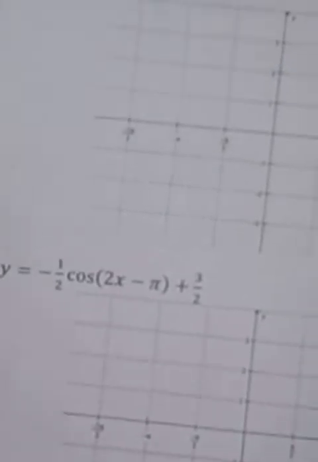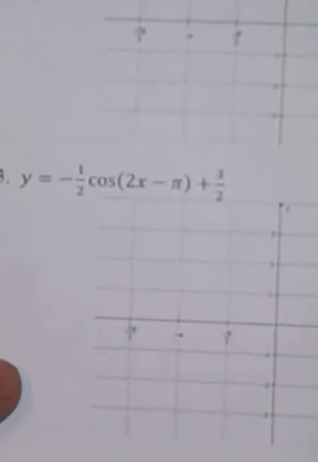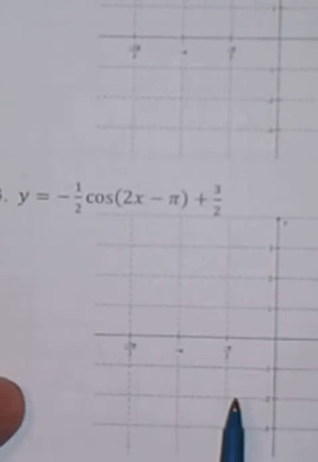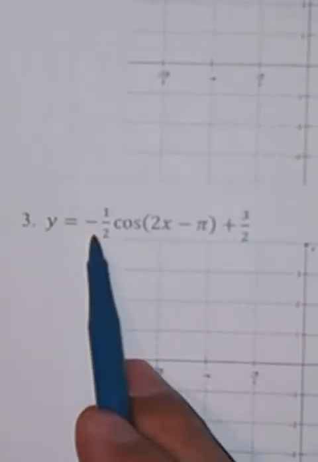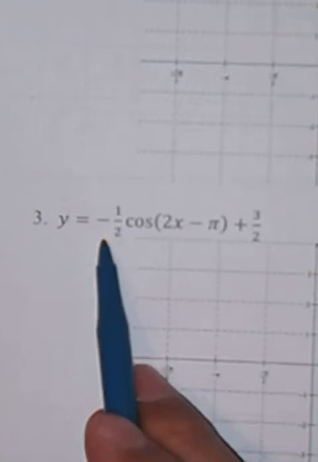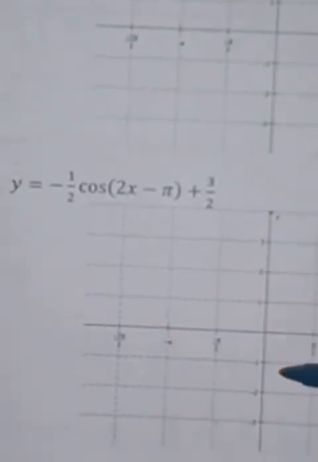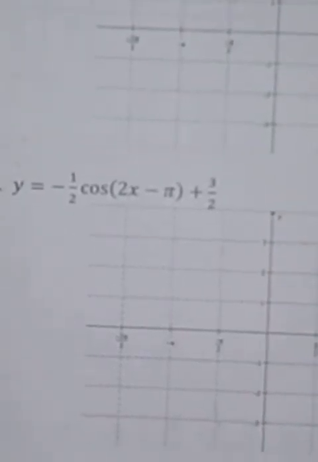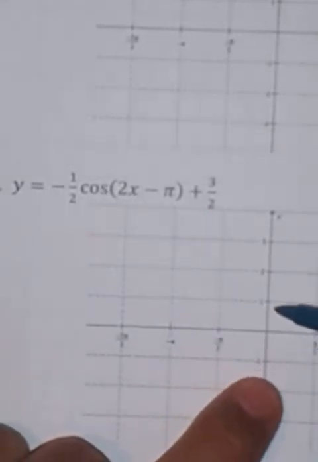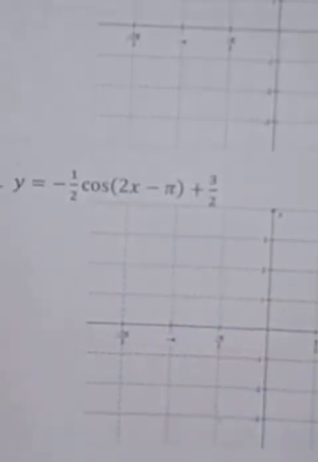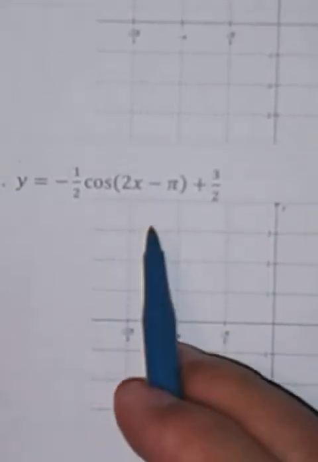Let's try number 3, and we'll leave number 2 and number 4 for class. Number 3, y equals negative half cosine of 2x minus pi, plus 3 halves. Okay, so I have a negative half as my A. That means it's going to shrink vertically, right? So instead of going from negative 1 to 1, it'll go from negative half to half. Plus 3 halves, so it's shifted up 3 halves. We'll take care of that in a second.